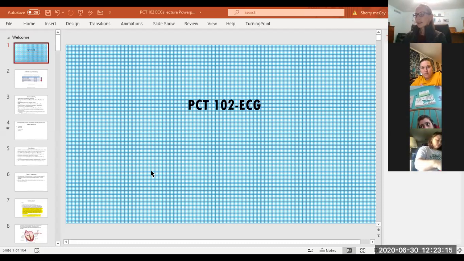Causes of artifacts included loose electrodes, broken wires, muscle tremors, patient movement, external chest compressions, and 60 cycle interference. Okay. The ECG leads that show the horizontal plane are V1 through V6. When preparing a patient for EKG, you should ask them to empty their bladder, and then to turn off any electronic devices.